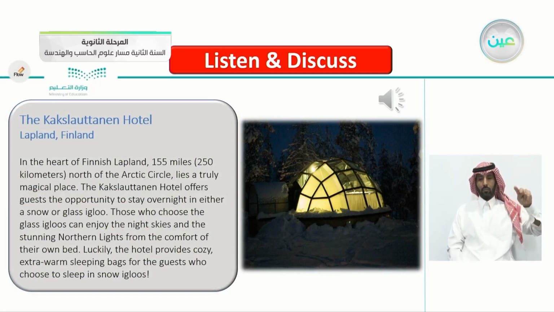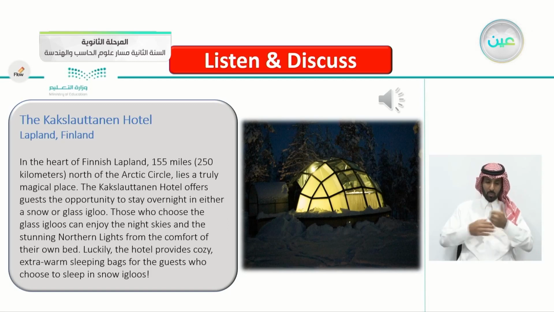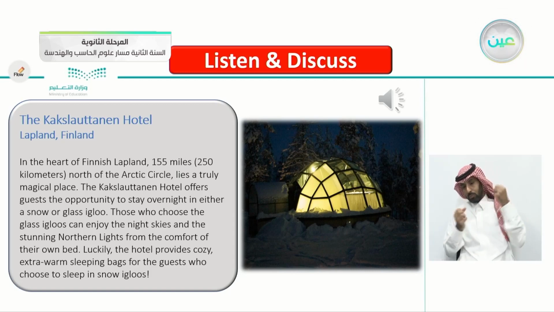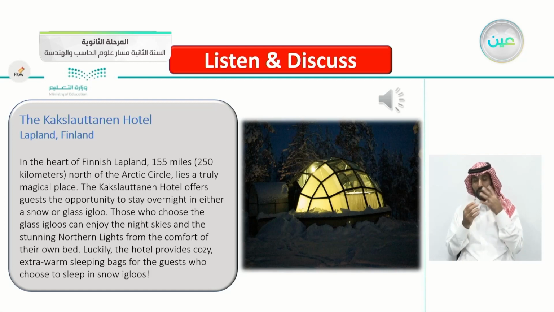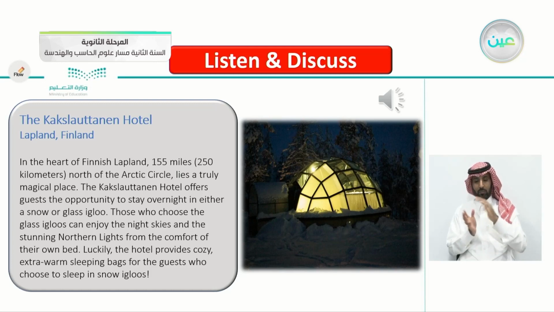The Kakslauttanen Hotel, Lapland, Finland. In the heart of Finnish Lapland, 155 miles, 250 kilometers, north of the Arctic Circle, lies a truly magical place. The Kakslauttanen Hotel offers guests the opportunity to stay overnight in either a snow or glass igloo. Those who choose the glass igloos can enjoy the night skies and the stunning northern lights from the comfort of their own bed. Luckily, the hotel provides cozy, extra warm sleeping bags for the guests who choose to sleep in snow igloos.